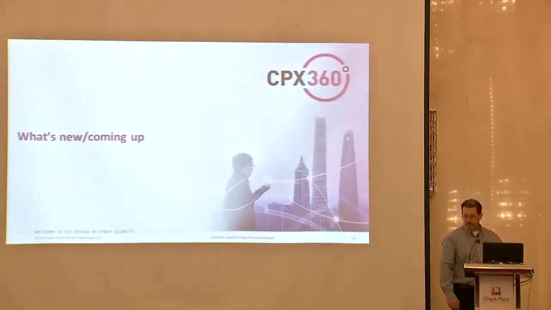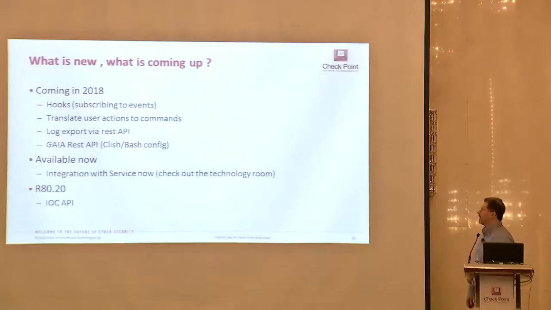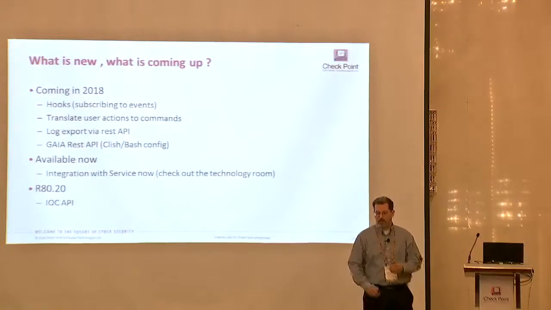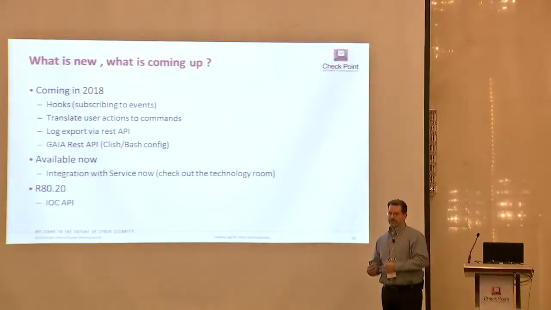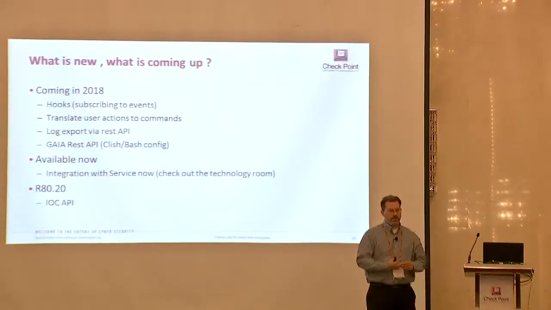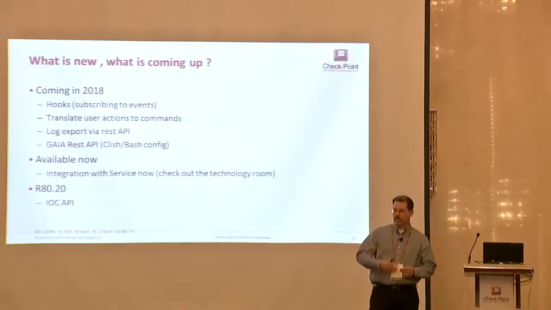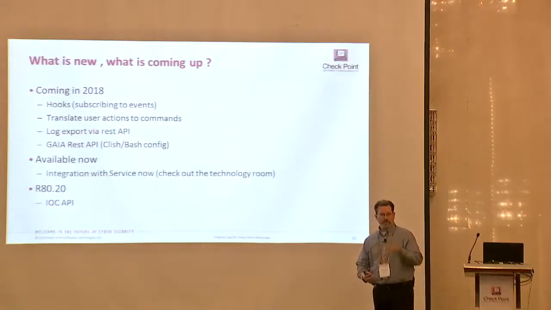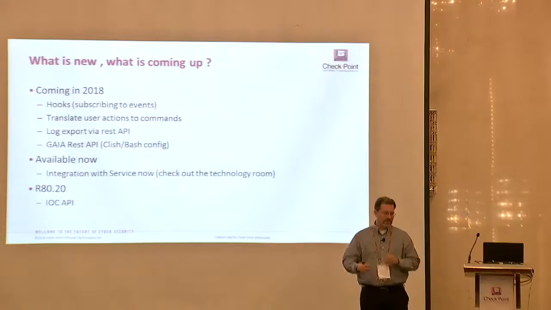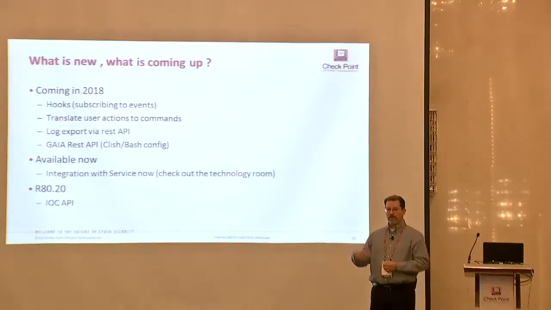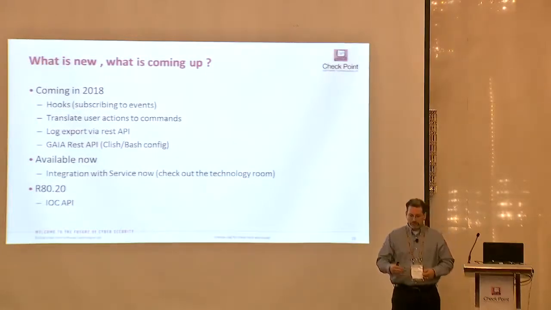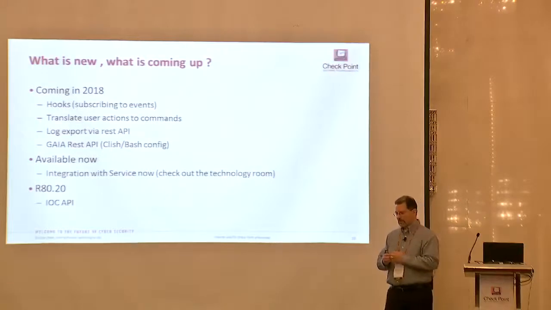So let's talk for a minute about some of the new things that are coming. One I really like is called hooks. With the API, it's been requested to have functionality where every time I do a publish to the database, I want to verify the policy as soon as that publish happens. That way, if there's an issue, somebody can get an alert, say via email or some other method, that there's a problem with what they just put in, instead of waiting for the policy install to happen. So that's one of the key things they're going to do.